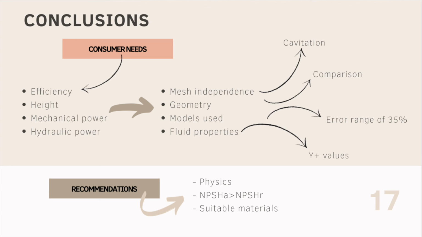Conclusion. We can conclude that to obtain a centrifugal pump that satisfies the needs of a certain consumer, such as efficiency, height, mechanical power, hydraulic power, among others, it is necessary to evaluate certain parameters that influence the pump. The most important to take into account are the mesh independence, the geometry, the model used, and the properties of the fluid studied. The general result of this project allowed us to conclude that cavitation is present for both fluids in the impeller eye, an event that occurred due to a lack of smoothness in its geometry, and because of its effect it wasn't possible to have higher efficiencies.